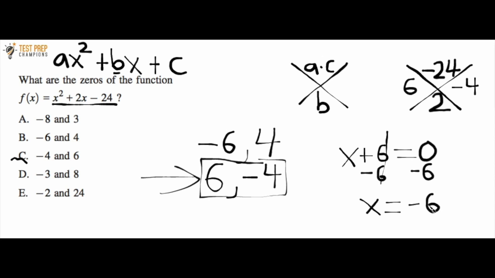And also, then we have to do the same with this negative 4. So then I have to set it up like this: x minus 4 equals 0. To solve this for x, all I do is simply add 4 to both sides of the equation. If I do that, I'll see that x equals 4. All right, so the zeros of the function are x equals 4 and x equals -6. So B is the correct answer here.